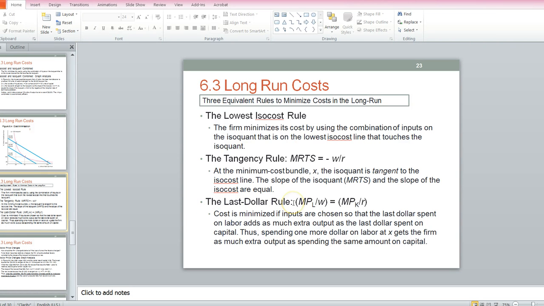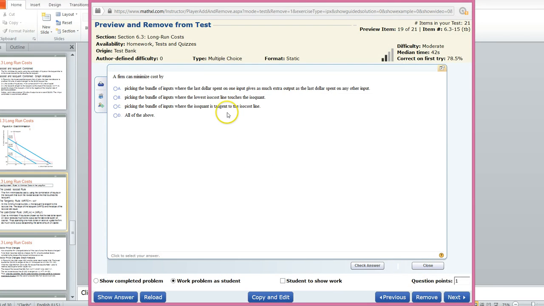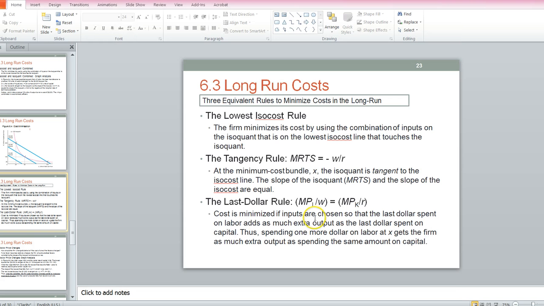This basically means that the ratio of the marginal product of an input to its price is equal across all the inputs. Translating this into words, this simply says the same thing as the last dollar rule, where the last dollar spent on one input gives as much extra output as the last dollar spent on any other input.